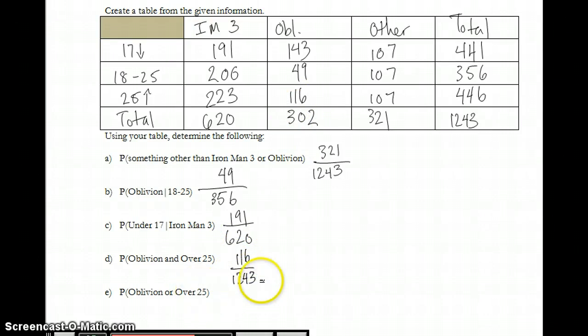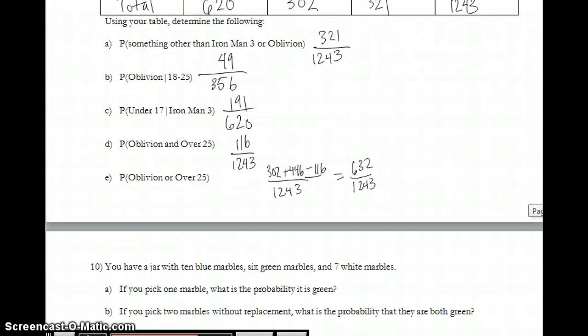The chance that you see Oblivion or you're over 25. Again, we're out of the total. Oblivion, 302 people. Over 25 is 446 people. Take away the overlap of 116 people, and we get a total of 302 plus 446 minus 116 is 632 out of 1243. Last page.